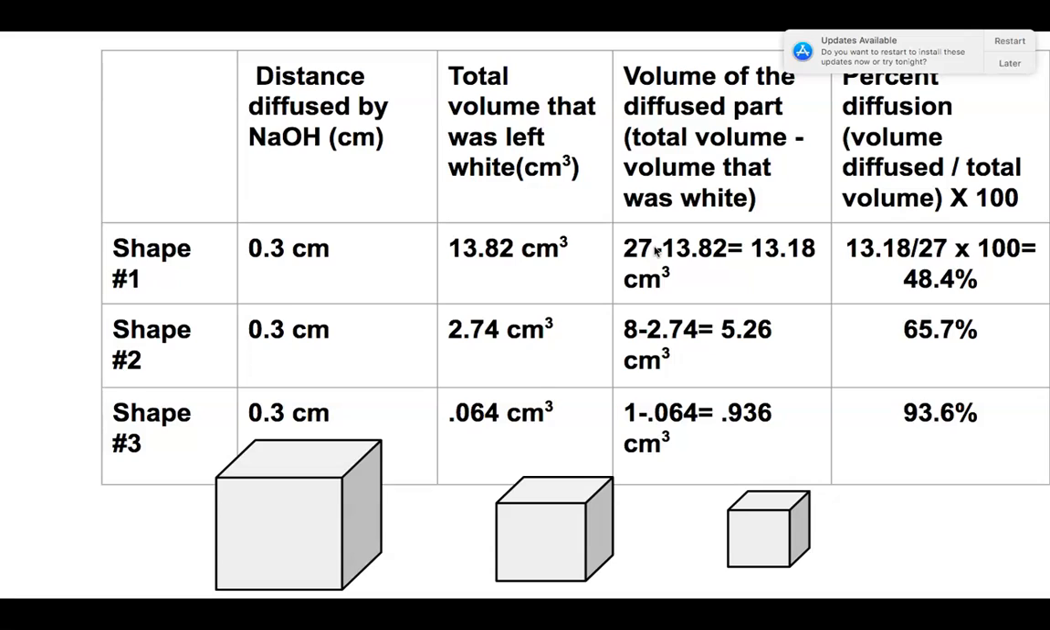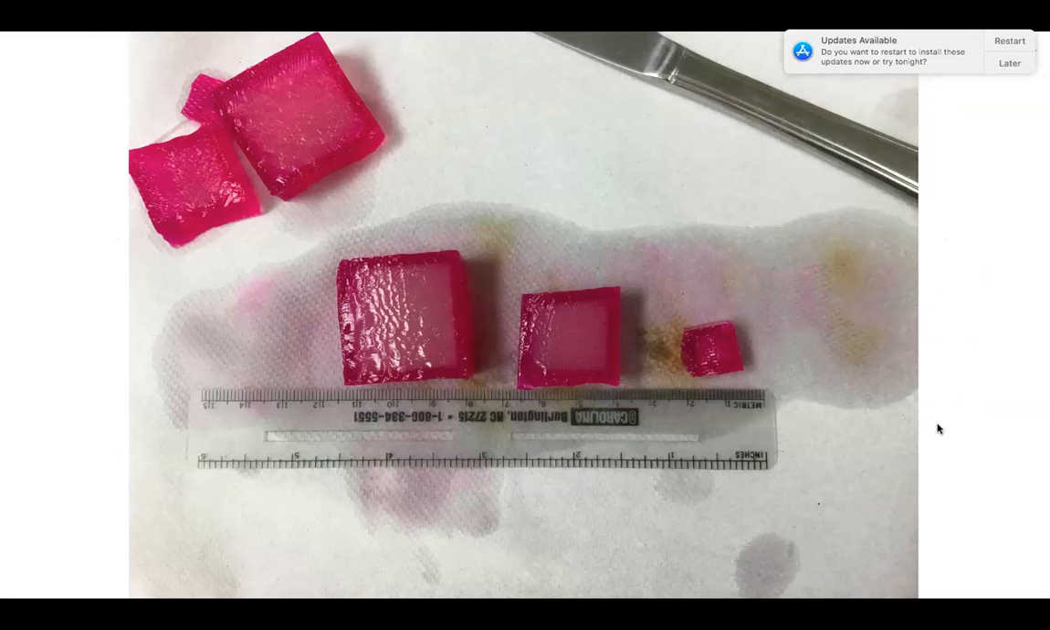Okay, so we did total volume minus the volume that remained white, and this is how much that was diffused through, and then we want to turn that into a percentage. So amount diffused divided by total volume times 100 to make it a percent, 48.4% has turned pink or was diffused. Shape number two, same thing. You have to subtract 0.6 from the length because again, it went in 0.3 this way, 0.3 this way. So now it's, instead of it being 2 centimeters across, you have to think about it being 1.4 centimeters across. Plug that in, do your subtractions from the original volume, 65.7%. Same thing with the smaller cube, 93.6% of that actually was diffused.